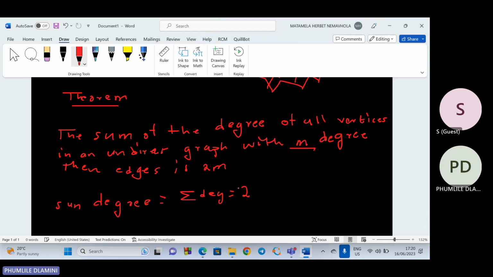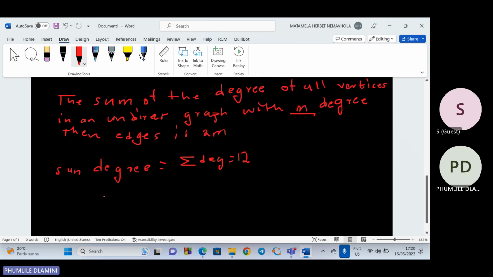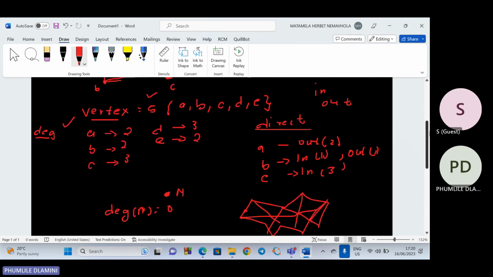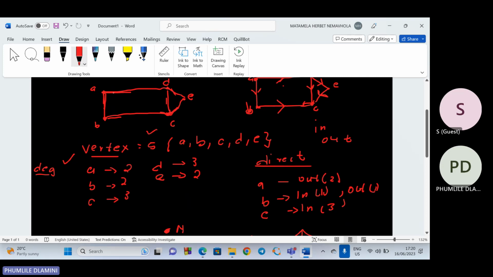It is equal to 12. So in order for you to get the edges, the edges of this is going to be 12 divided by 2, because the edges is 2m. So you divide this by 2, and when we divide this by 2, we get 6. So we know that in this graph, there are 6 edges.